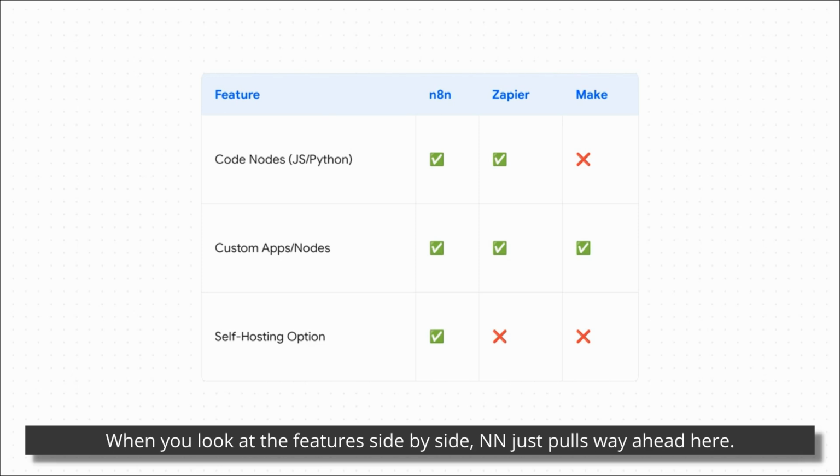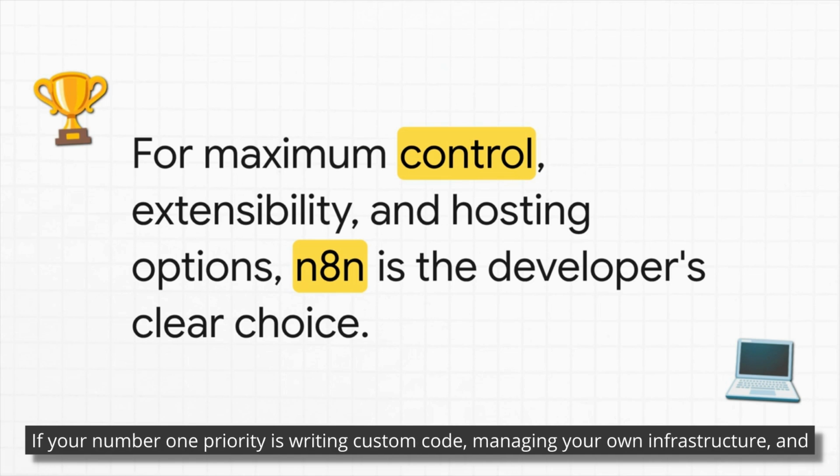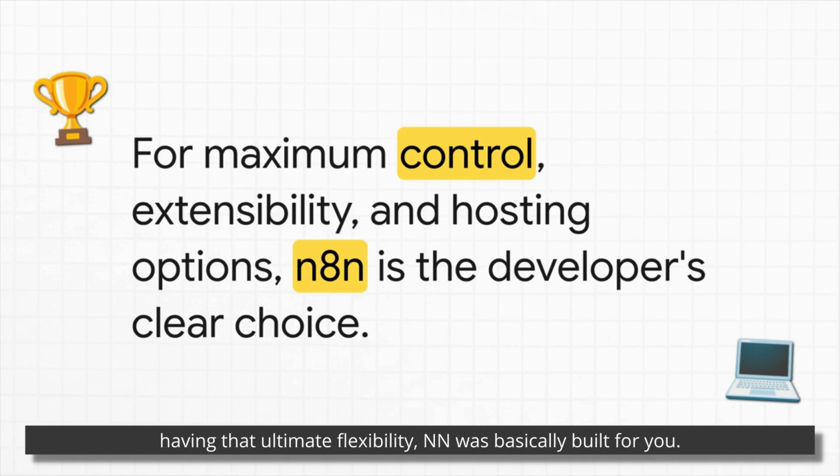When you look at the features side by side, n8n just pulls way ahead here. Yeah, Zapier has code nodes, but look at that X for Make. Custom code is locked away in their highest enterprise plan. But the real knockout punch is self-hosting. n8n is literally the only one in the game that lets you do it. So for our developer, this is an easy one. If your number one priority is writing custom code, managing your own infrastructure, and having that ultimate flexibility, n8n was basically built for you. It's the clear winner.